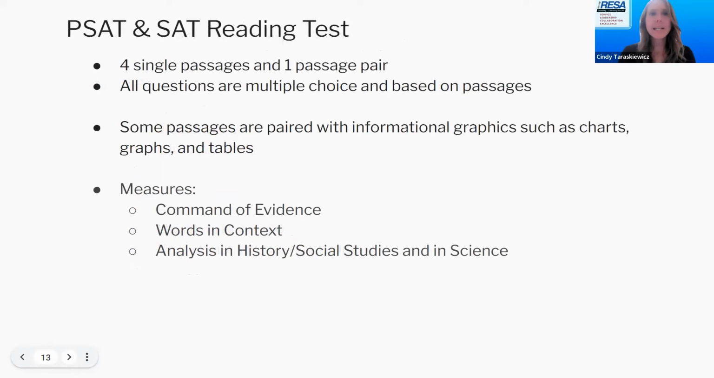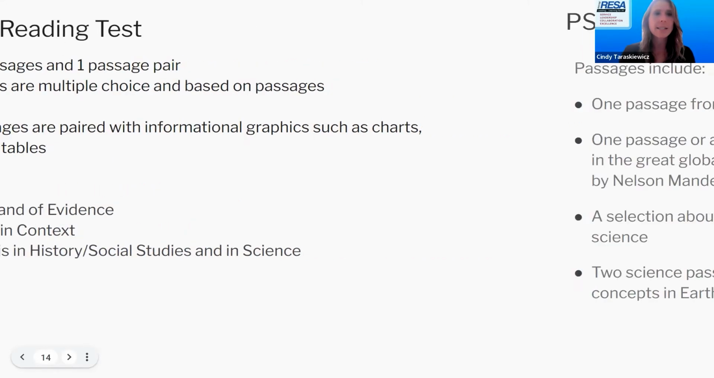For your PSAT and SAT reading test, they always have 4 single passages and 1 passage pair. All questions are multiple choice and based on passages. Some passages are paired with informational graphics such as charts, graphs, and tables. And your reading test will measure command of evidence, words in context, analysis in history, social studies, and science.